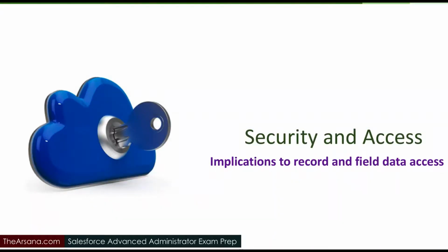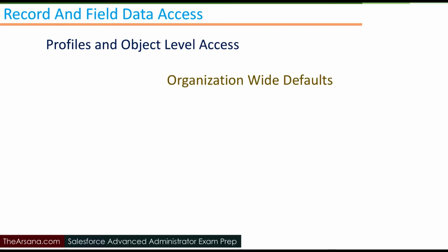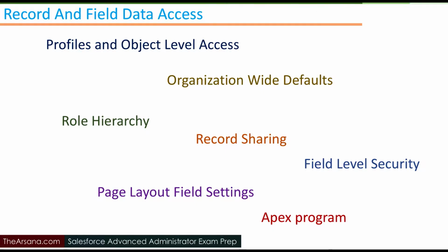Hi, in this lecture we will go through the various Salesforce features and options which can be used to configure record access, field data access and security. So which features and options are we talking about? Record and field data access is impacted by profiles and object level access, organization-wide defaults, role hierarchy, record sharing, field level security, page layout field settings, and when you use Apex programs to manage record sharing.